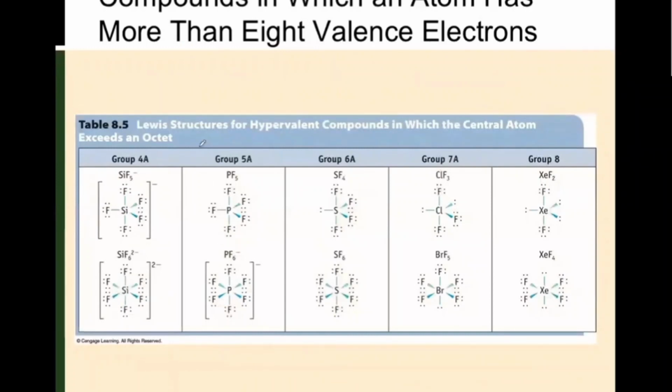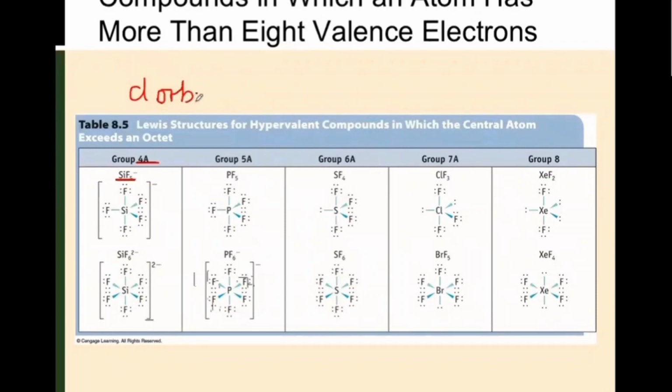So here are some Lewis structures for hypervalent compounds in which the central atom exceeds the octet. We have some from group 4, group 5, group 6, group 7, and group 8. In group 4A, we can have silicon pentafluoride. So it's got a negative charge. It's a silicon atom in the center, and it's got 5 bonds this time. And that's because of the availability of a d orbital.